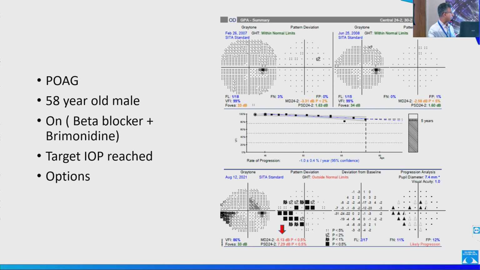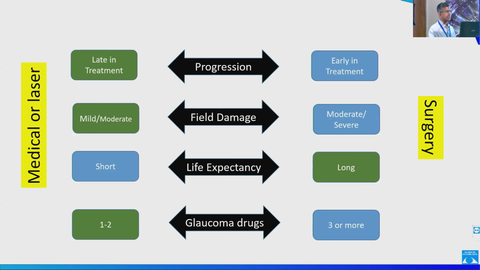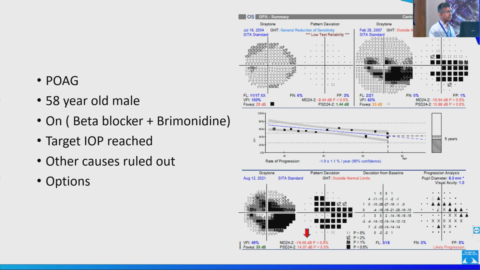The third is somebody with POAG. This person is also on a beta blocker and brimonidine, and you have reached target intraocular pressure. So if you look at only the IOP, you're happy because in your mind this is okay. But once you look at the visual field, he's getting worse. So now the options available to you are medication and SLT. He is late in treatment. He has mild to moderate disease. He's on 1 to 2 medications, and his life expectancy is long. Because most of the factors favor escalating medical therapy, you can consider escalating medical therapy in this situation.